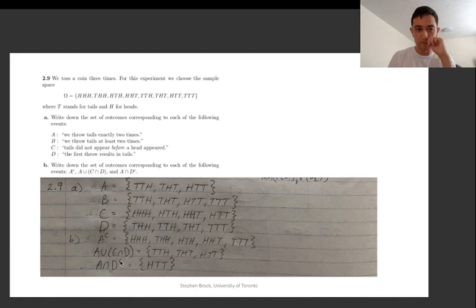And then A intersection D complement. Well, what was D complement? D is the first throw results in tails, so D complement means the first throw results in heads. So out of A, how many of these started with a head? Well, just this last element, and that's how we get that.